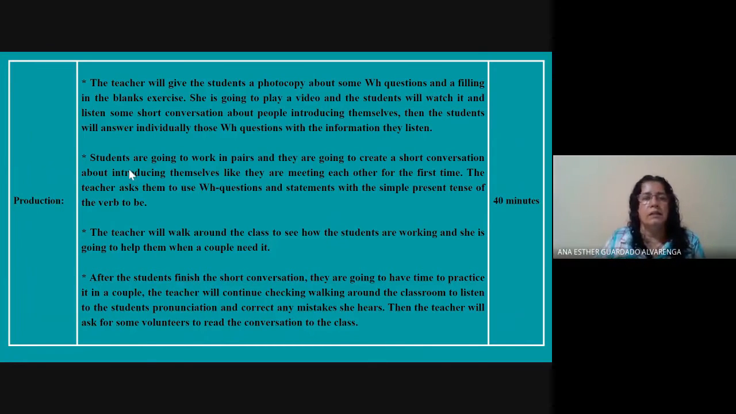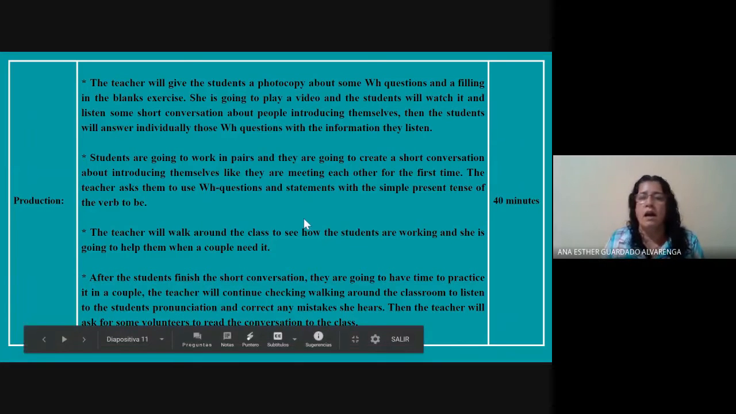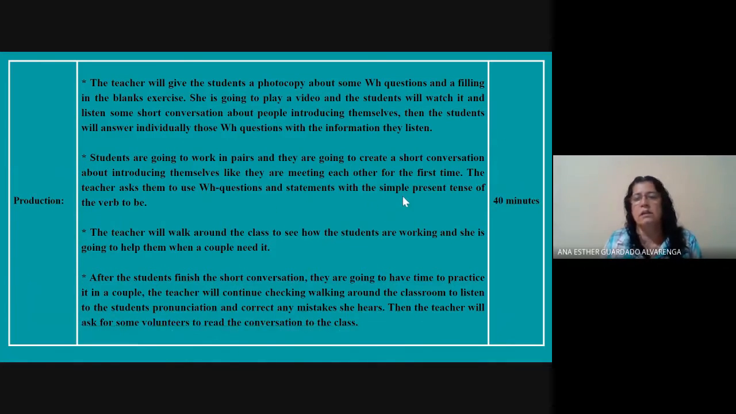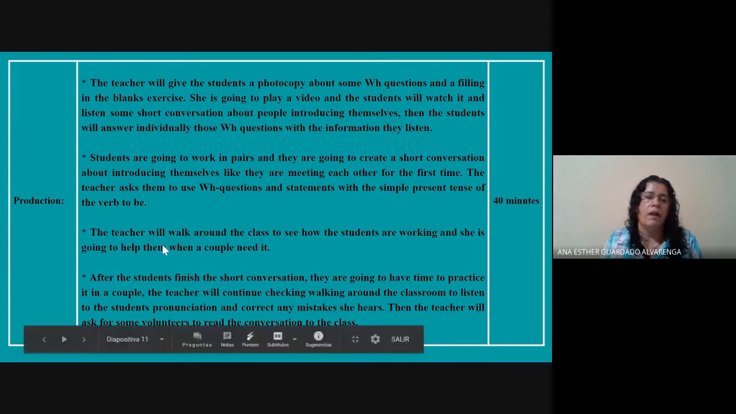And the students in this one are going to work in couples, and then they are going to create a short conversation. With the knowledge they already have, they are going to create the conversation, and then they are going to use W questions and statements with the simple present tense of the verb to be.